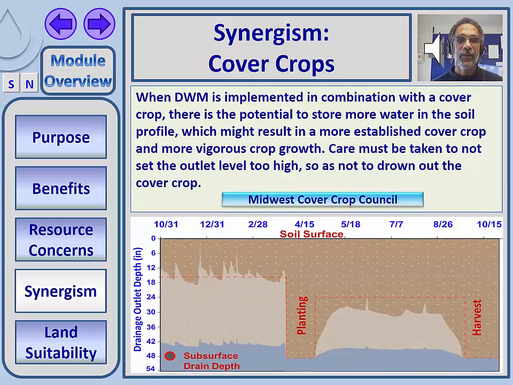When drainage water management is implemented in combination with a cover crop, there is potential to store more water in the soil profile, which might result in a more established cover crop and more vigorous crop growth. Care must be taken to not set the outlet level too high so as not to drown out the cover crop.